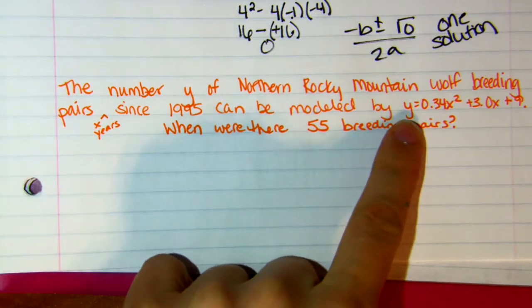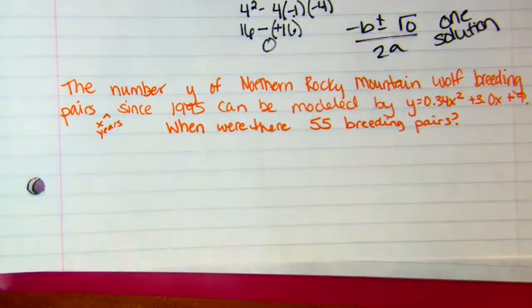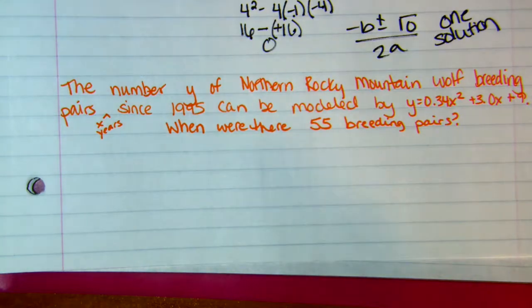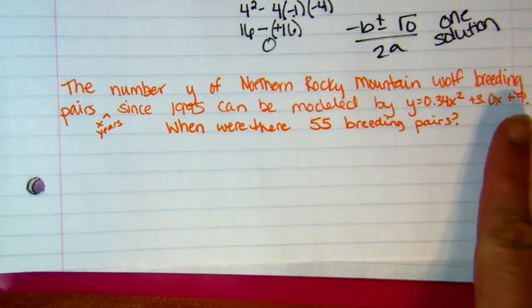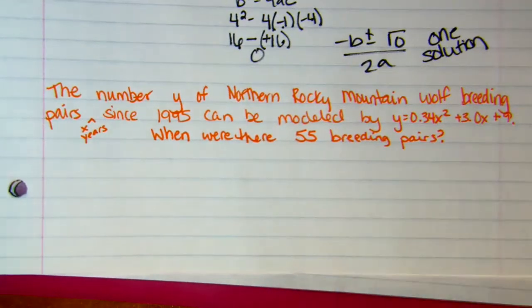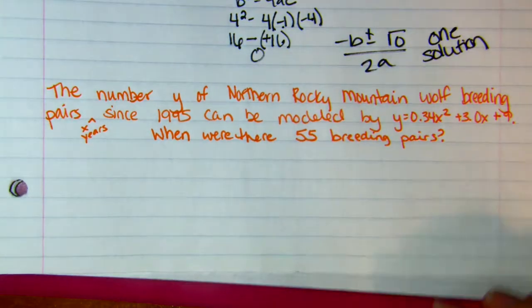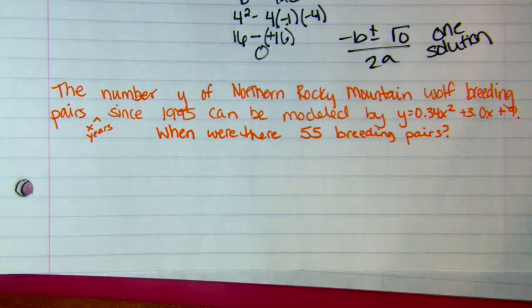So y represents how many pairs there are, x represents how many years since 1995. So like 1996, x would be 1. 2000, x would be 5, just to give us that idea. The big thing here is that these numbers are ugly, and it would be really hard, if not impossible, for us to factor these or to try and complete the square or graph or do any of that other crazy stuff we've been doing. So this is exactly why we have the quadratic formula.